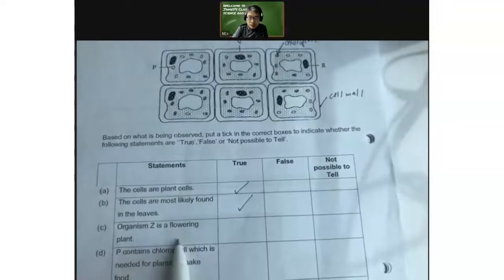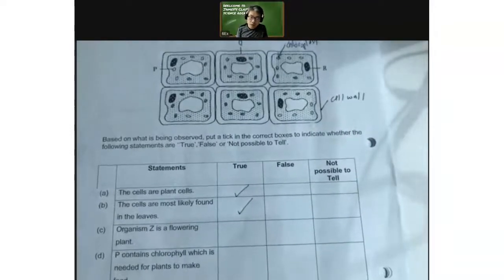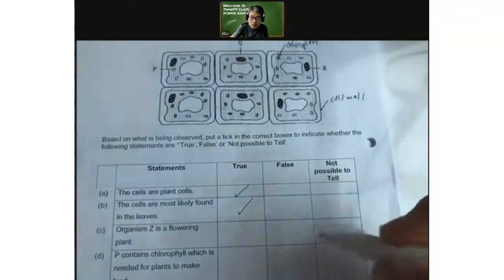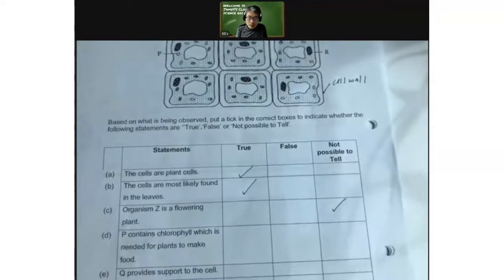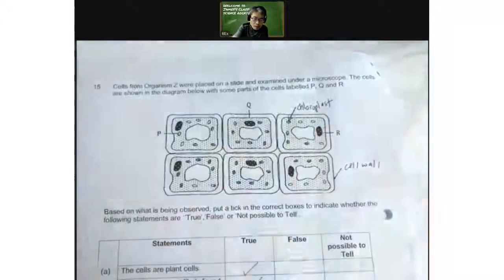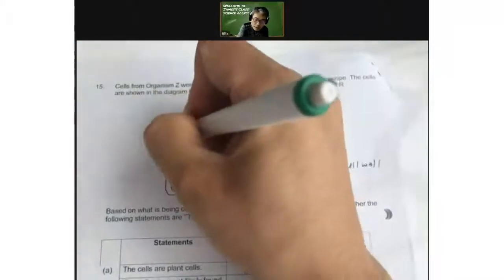Z is a flowering plant. I can't tell if it's a flowering plant. I can't tell if it's a non-flowering plant because all plants can make food. So I can't tell. So this one is not possible to tell. It may be true, it may be false. Right? I can't tell. P contains chlorophyll, which is needed for plants to make food. P contains chlorophyll. That is true.